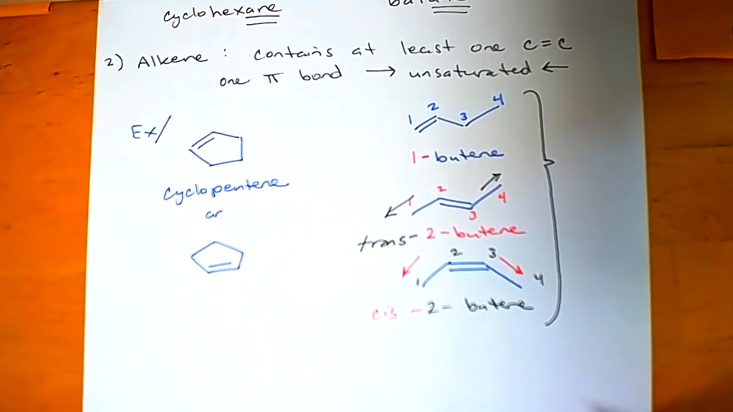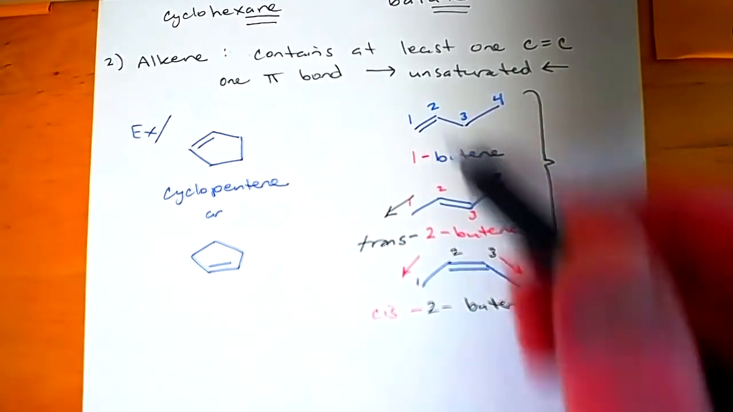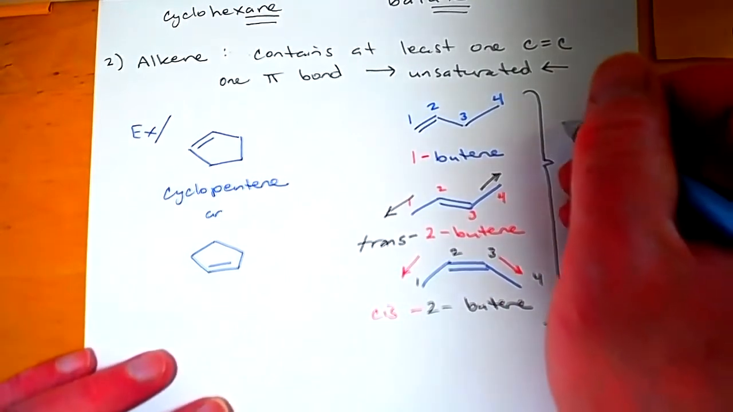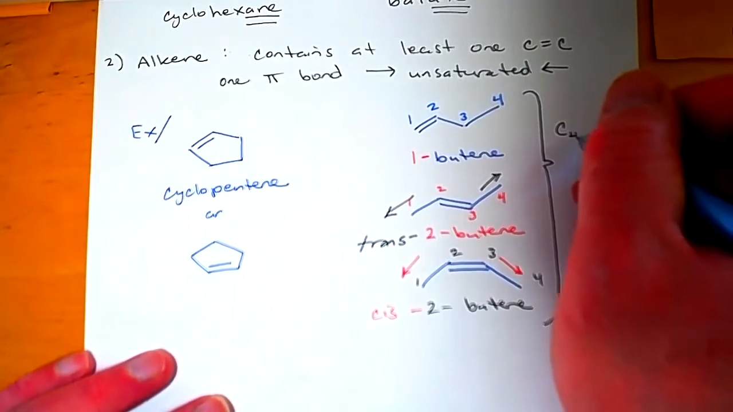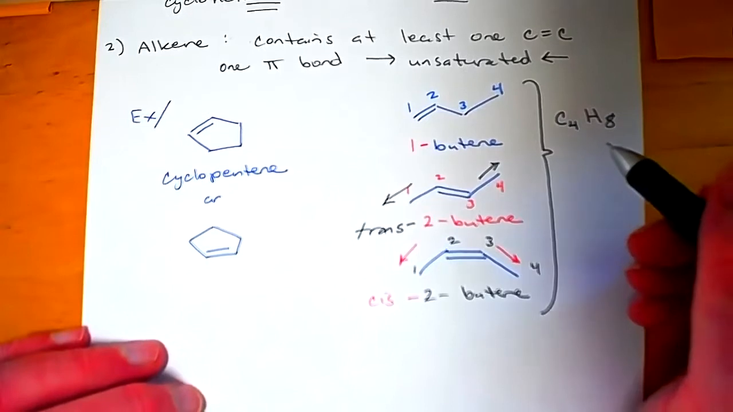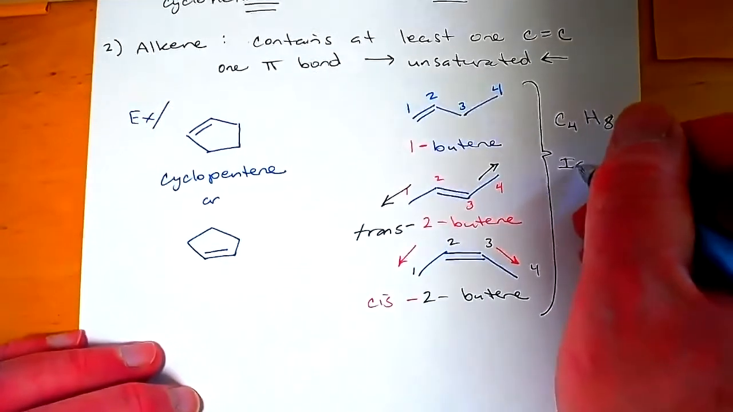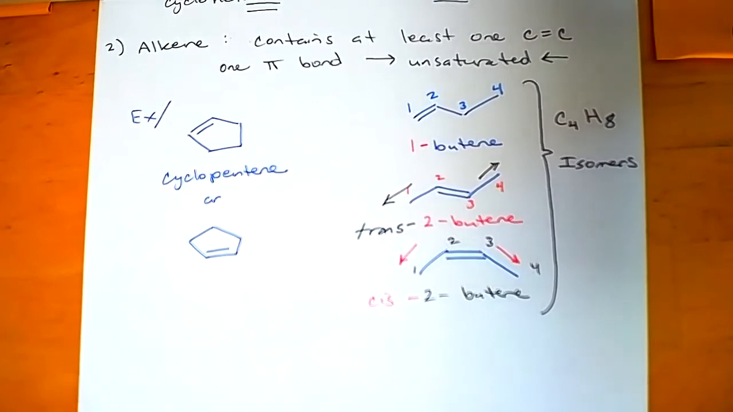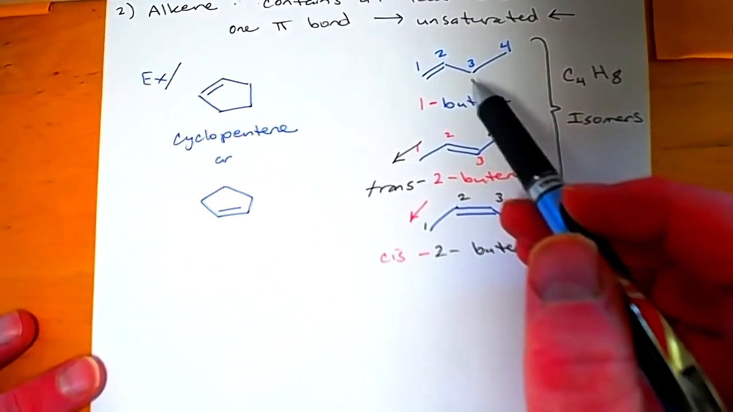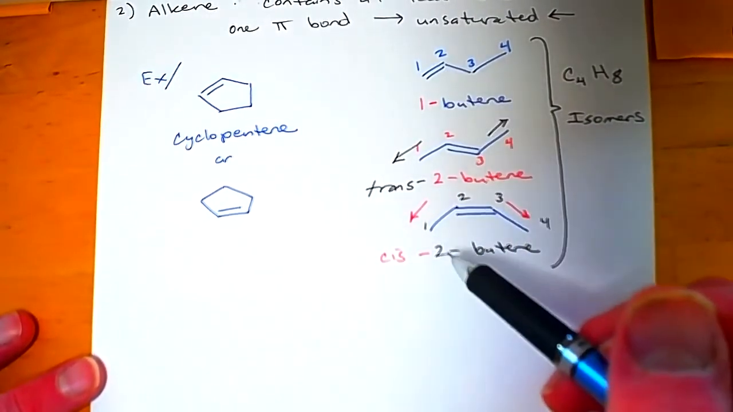Now, all of these compounds are related to each other in that they all have the same chemical formula, meaning all of them have 4 carbons and all of them have 1 pi bond, and it means they have the same number of hydrogens. So there's 1, 2, 3, 4, 5, 6, 7, 8. So all of these have the chemical formula of C4H8. And that means that they are all isomers. Isomers are different from resonance structures because they are different molecules, meaning I would have to actually break a chemical bond in order to make them interchange.